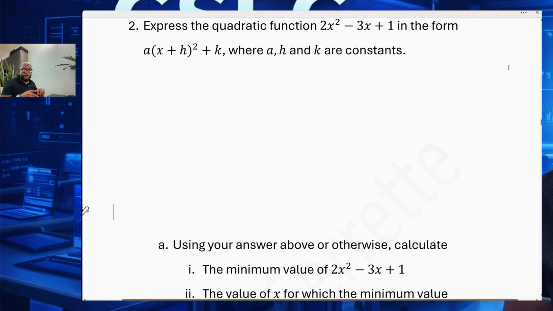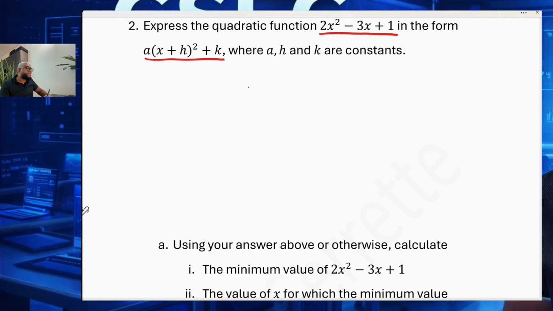Express the quadratic function 2x squared minus 3x plus 1 in the form a open brackets x plus h close bracket squared plus k. First things first, what do we call this form? Completing the square form, right? Get that in your brain, lock it in.